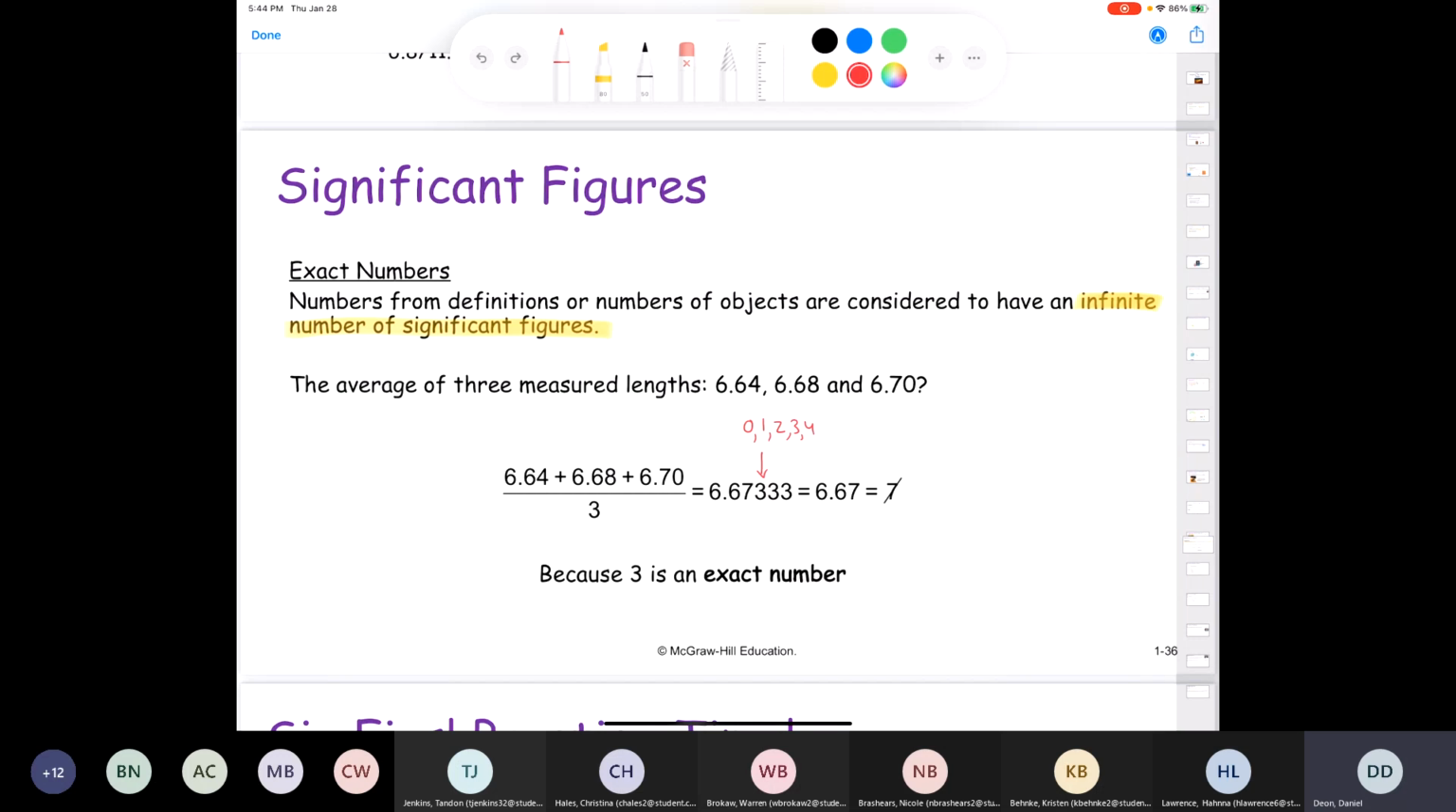Anyhow, so if I take 6.64 plus 6.68 plus 6.7, like that, if I tally all that up, I'll write it over here.